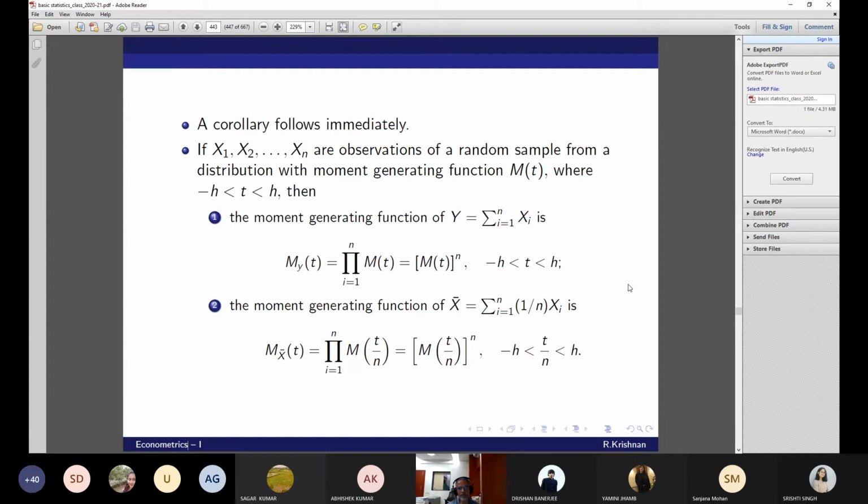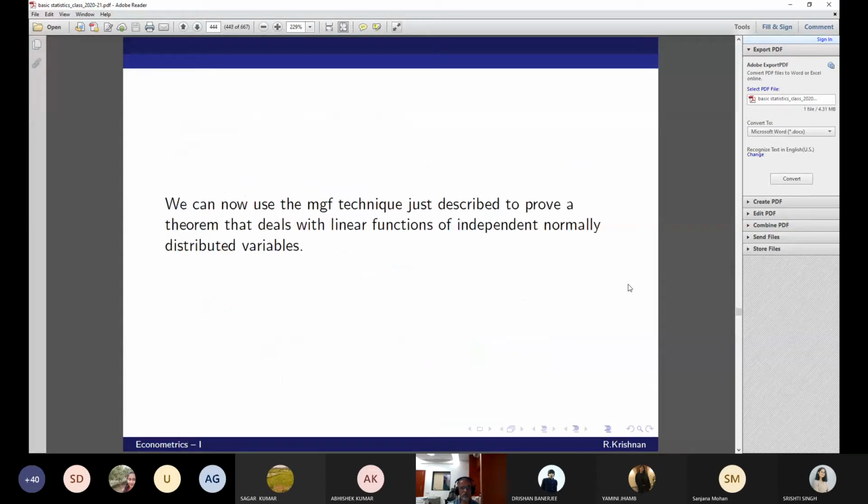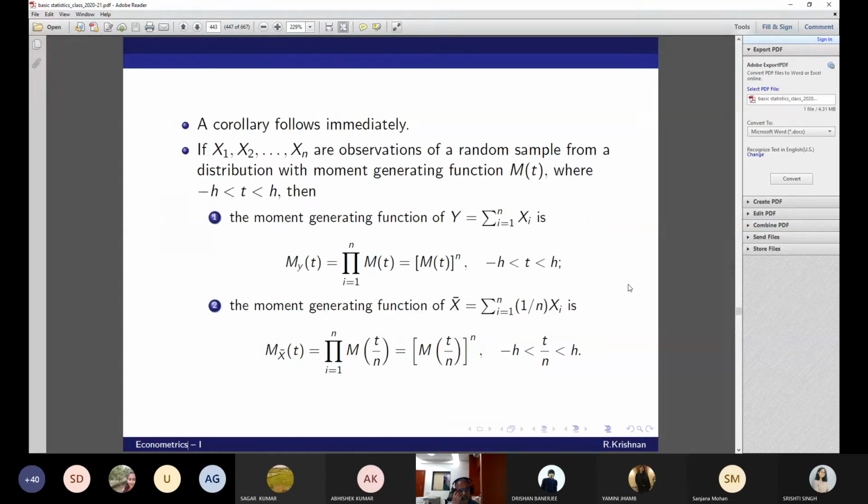The moment generating function of x bar is this. You never know when you may need all this stuff. I don't know whether I'm going to prove all this. No, I'm not going to prove it, so please take it down. I don't know whether you may need it somewhere down the line.